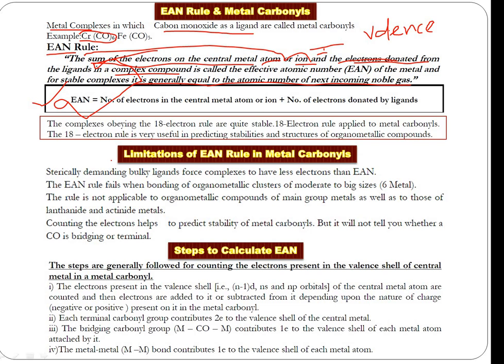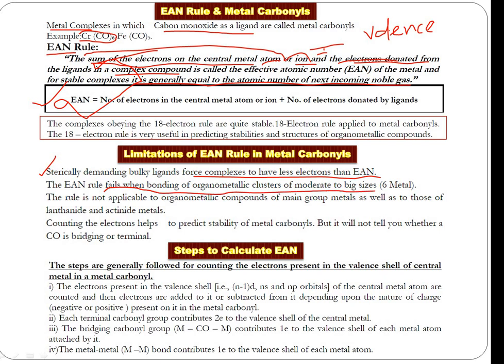Now even though this rule is very helpful in predicting the stability of organometallic complexes or the carbonyl complexes, there are many limitations. Let's see. Limitation number 1. Bulky ligands force the complex to have fewer electrons than predicted. If the ligand is bulkier and you apply this rule to the same complex, the bulky ligands force the complex to have fewer electrons. So you will calculate the effective atomic number, but in the actual sense the number of electrons will be less.